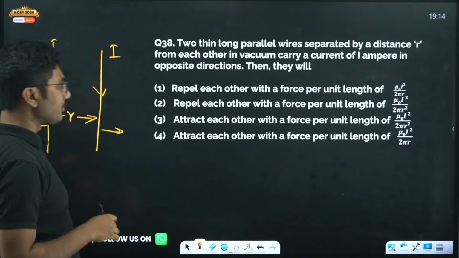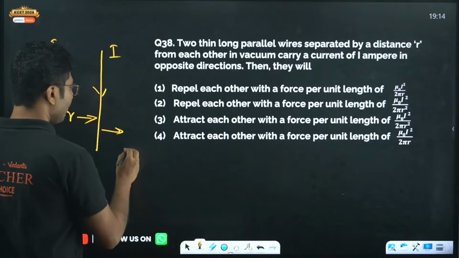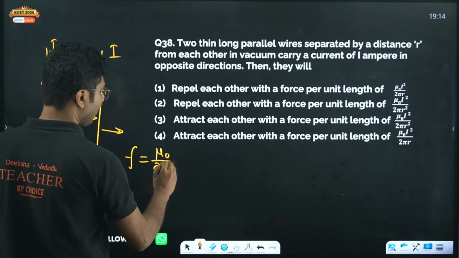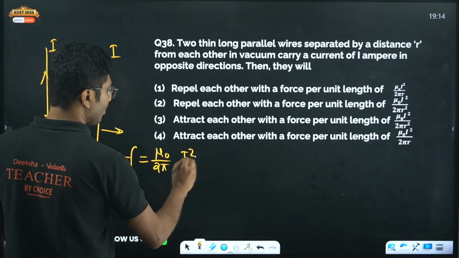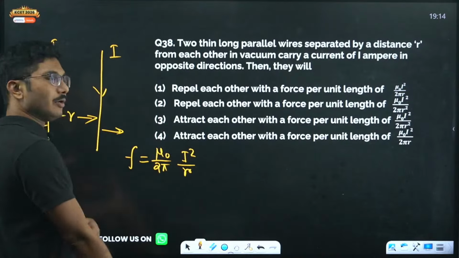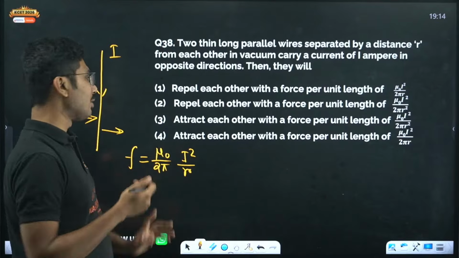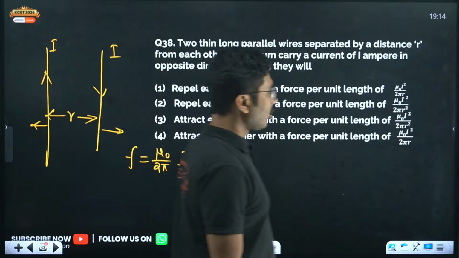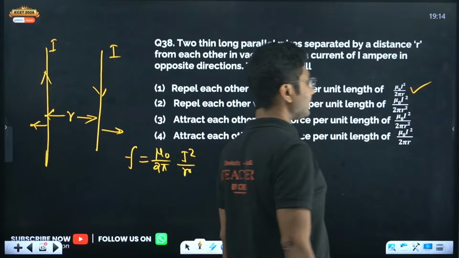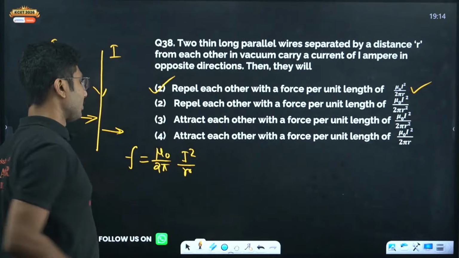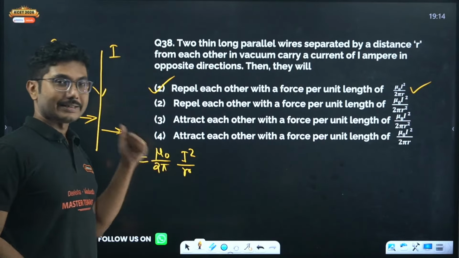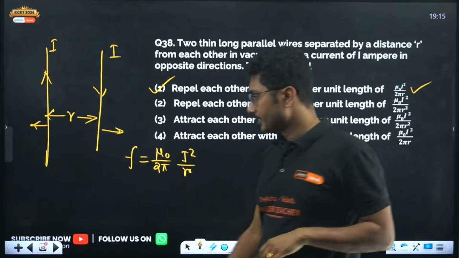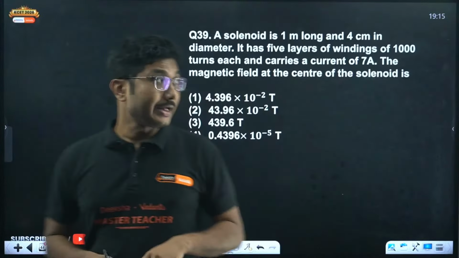That means there will be a force of repulsion. And what is the force? Force per unit length will be mu naught by 2 pi, I1 I2 by R. Now both of them have the same current, so it will be I square divided by R, not R square but R. So the correct answer is option 1. Repulsion: same direction currents attract, opposite direction currents repel each other. Remember this. Now next question.